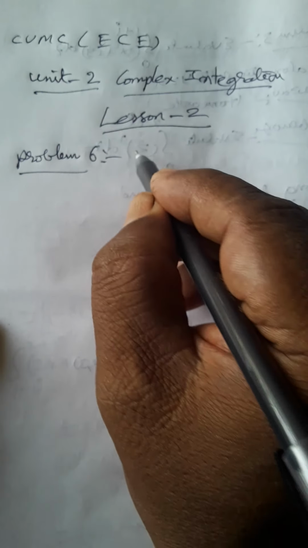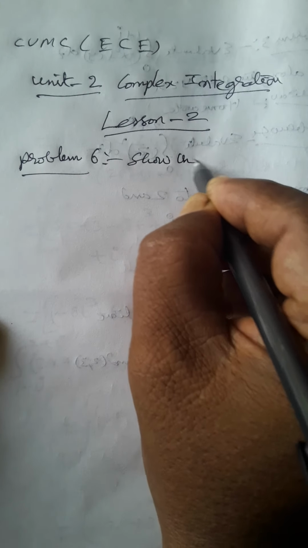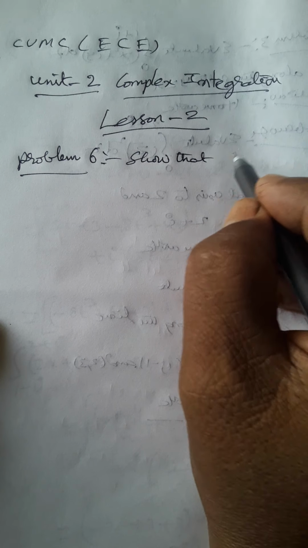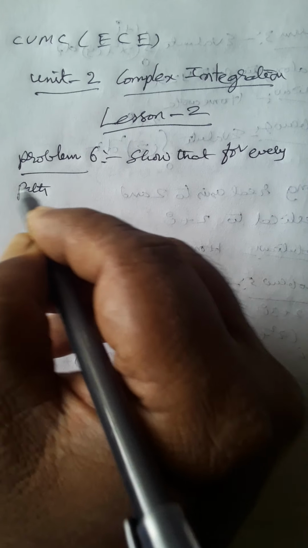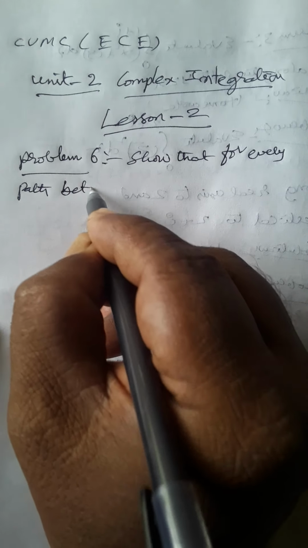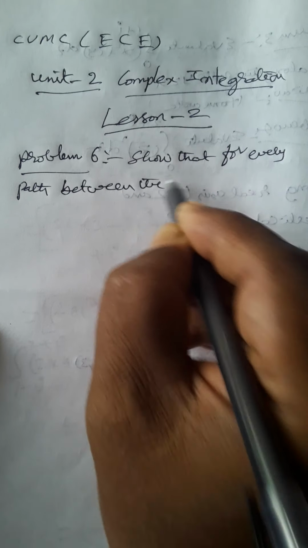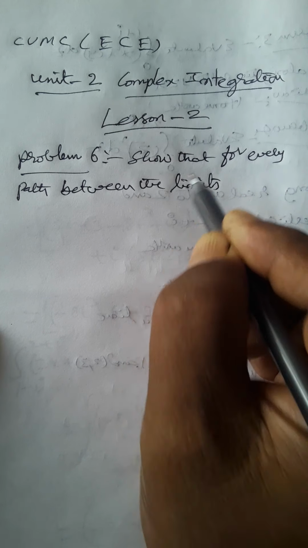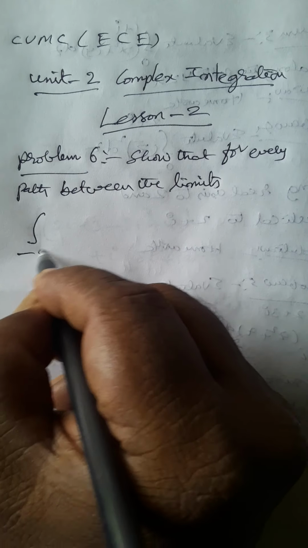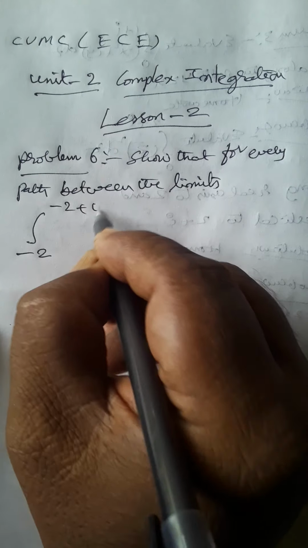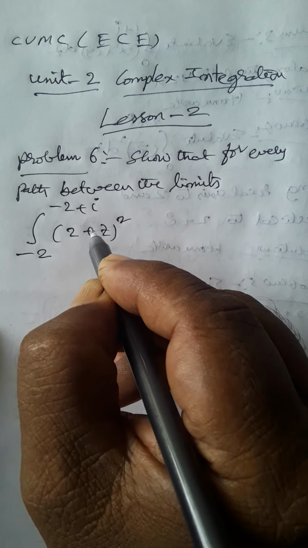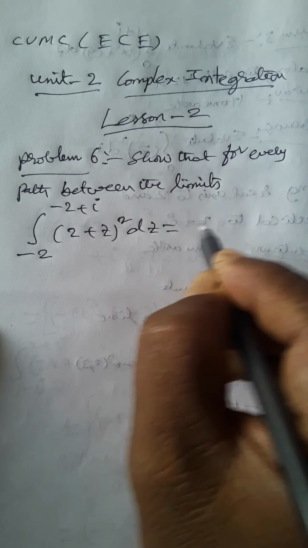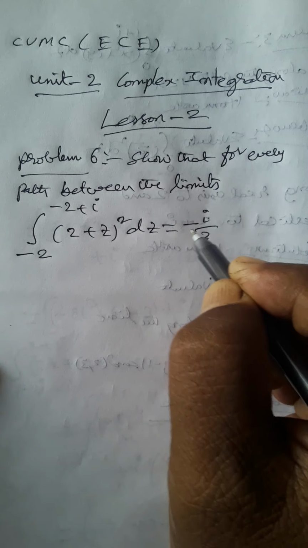Show that for every path between the limits, the integral from -2 to -2 plus i of (2 plus z) whole square dz is equal to minus i by 3.